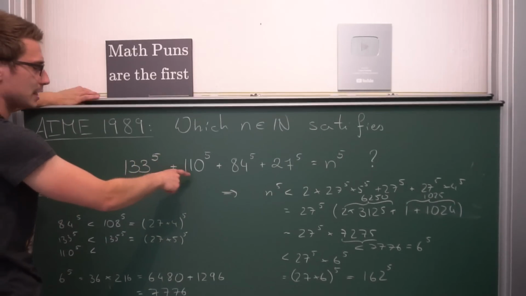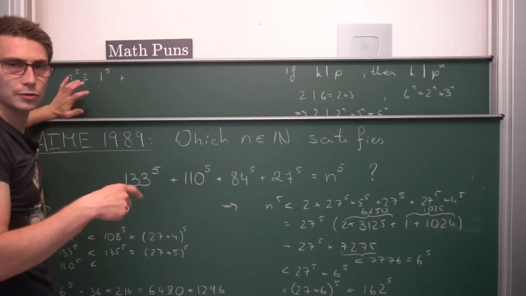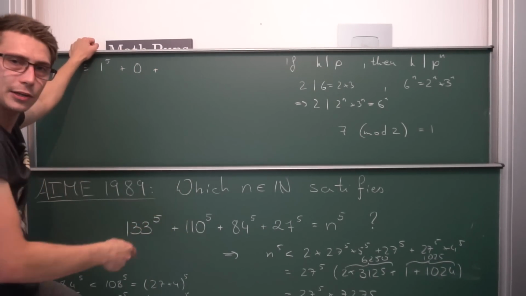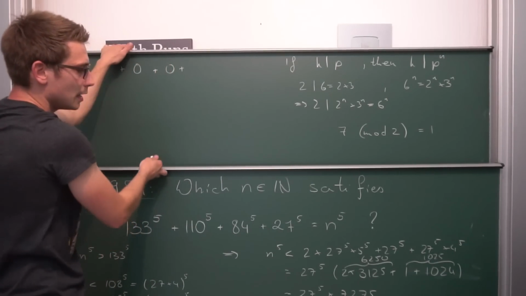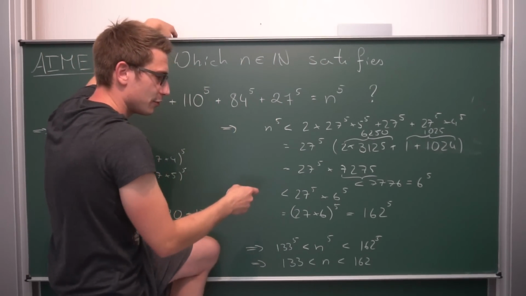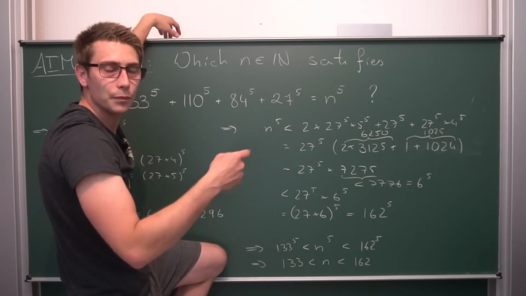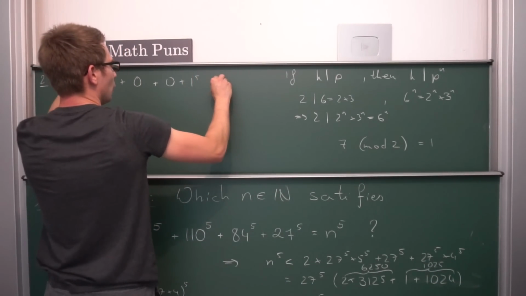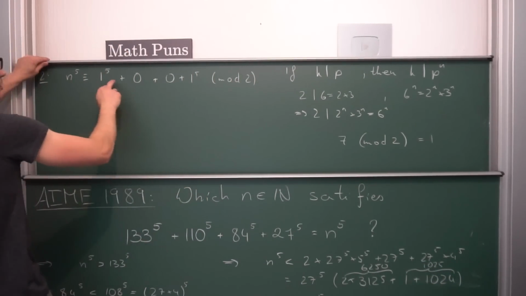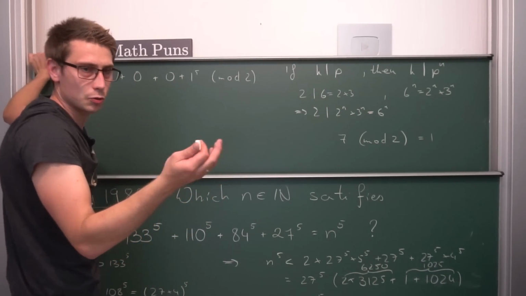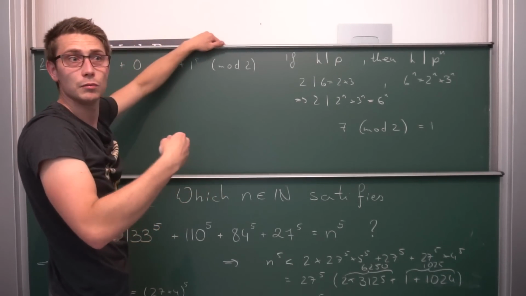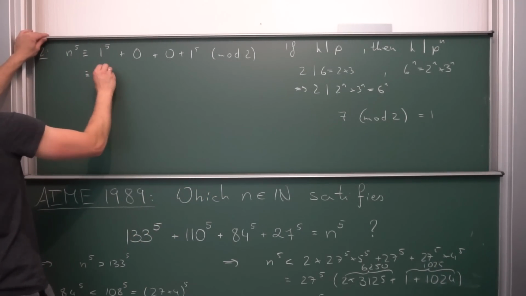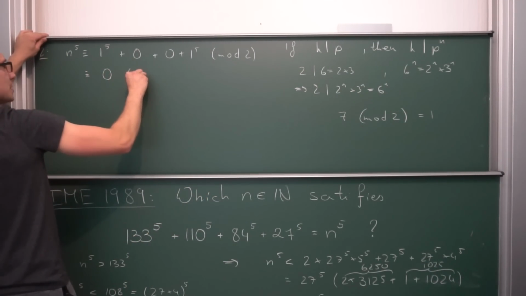Plus. Now what about 110? 110 is divisible by 2, so 110 to the 5th power is also divisible by 2, meaning we are going to get a remainder of 0. Plus. Now 84, same idea, 0. Plus. And for 27, we have 26 as being our number below it, meaning we have a remainder of 1 once again. 1 to the 5th power, and all of this modulo 2. Now 1 to the 5th power is 1, 1 plus 1 is going to give us 2, meaning 2 mod 2 is just, think back to here, 0. So n to the 5th power is consequently equal to 0 mod 2.